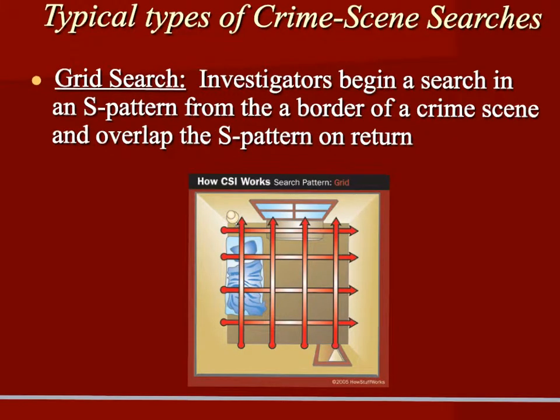You also have what's called a grid search. It's essentially like a line search but at right angles to each other. That's again for a little smaller area than a big wide field, but necessary to get all evidence.